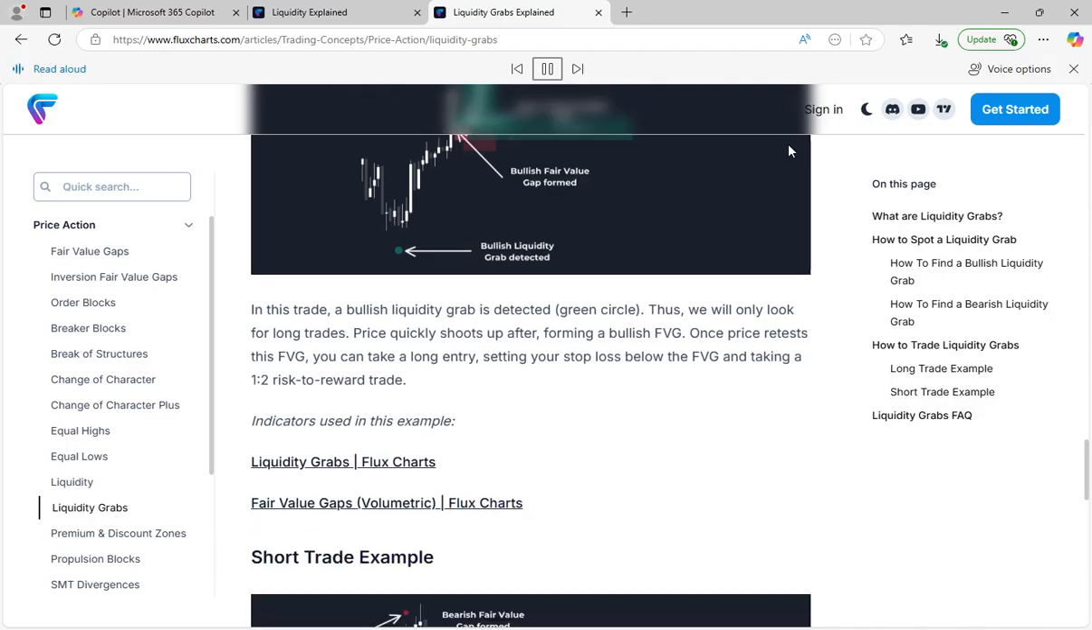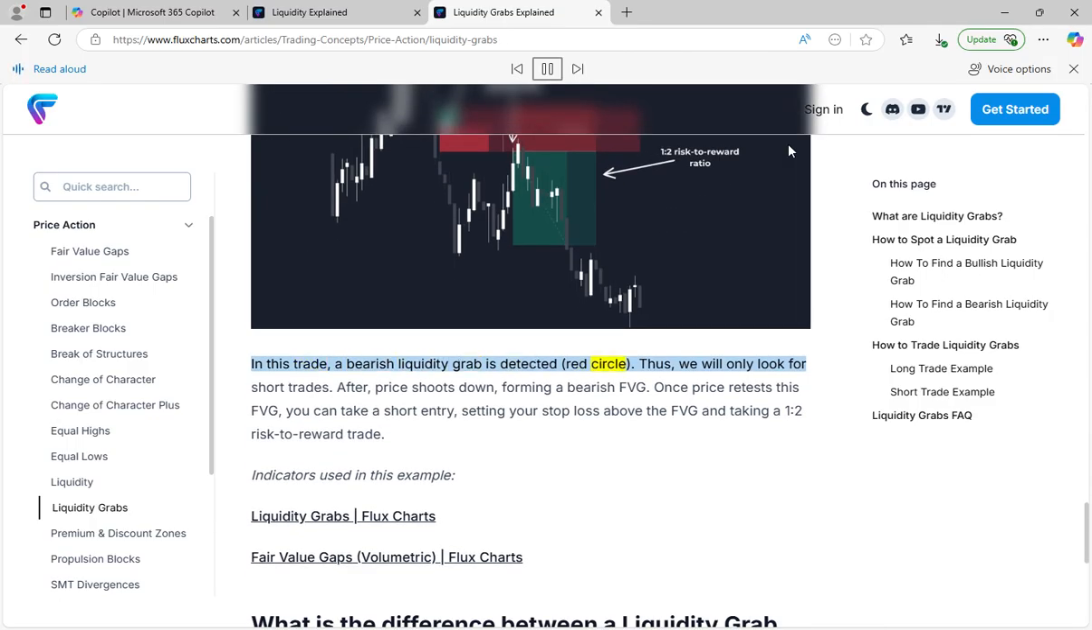Short trade example. In this trade, a bearish liquidity grab is detected, red circle. Thus, we will only look for short trades. After, price shoots down, forming a bearish FVG. Once price retests this FVG, you can take a short entry, setting your stop loss above the FVG and taking a 1:2 risk-to-reward trade. Indicators used in this example: Liquidity Grabs Flux Charts, Fair Value Gaps Volumetric Flux Charts.